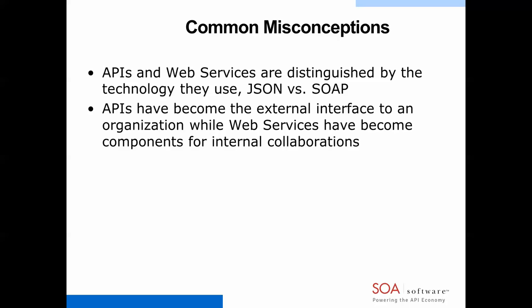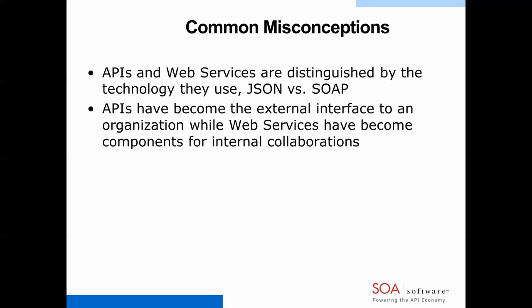The second misconception is that APIs have become an external interface to the organization, while web services have become the componentry for internal collaborations and integration. This is similar when you think about SOA. People have looked at a service-oriented architecture as a way of saving money internally, and they've started to look at APIs as a way of making money between themselves and partners or between themselves and the general public.